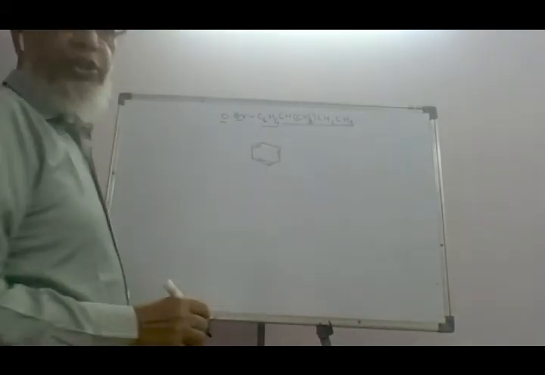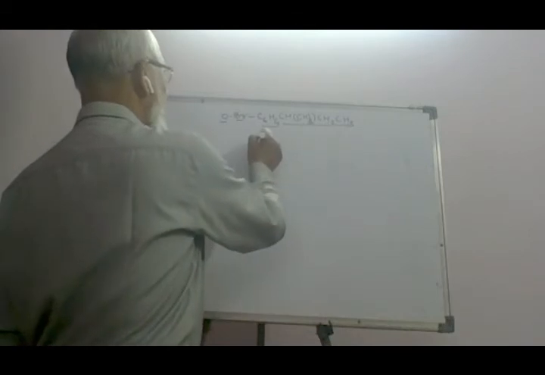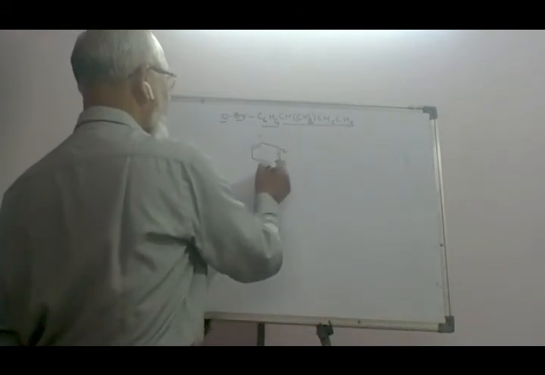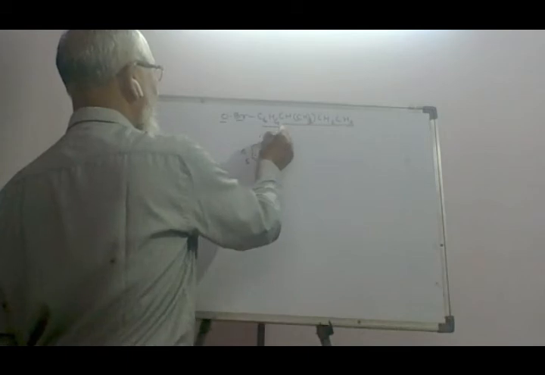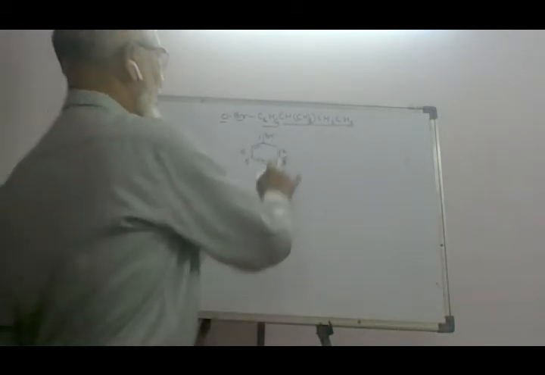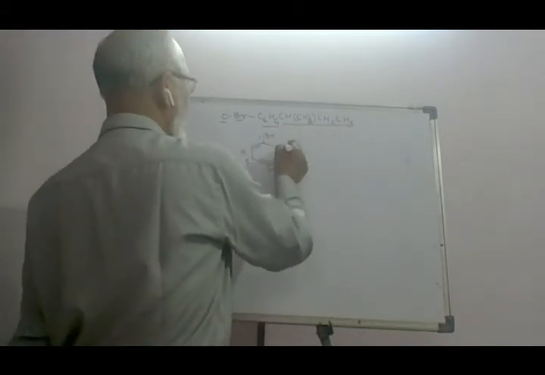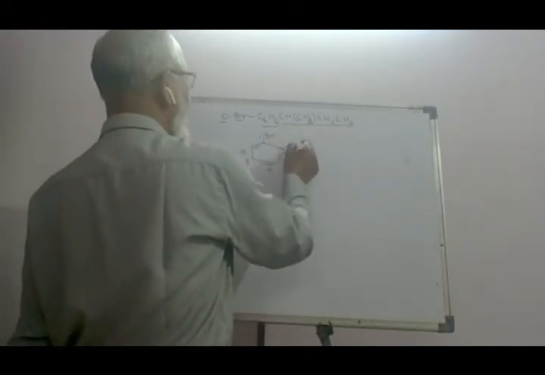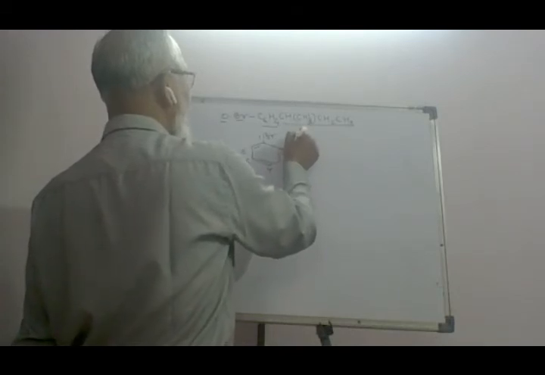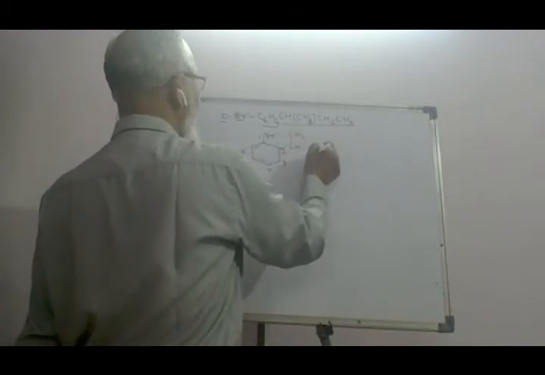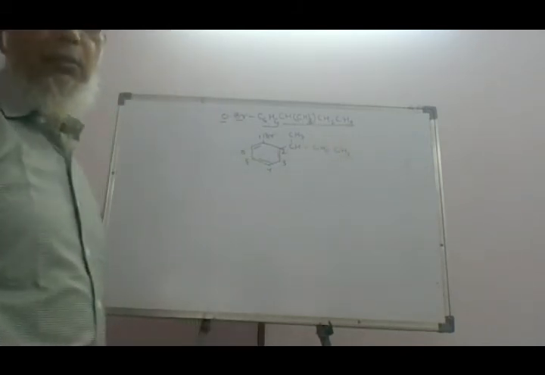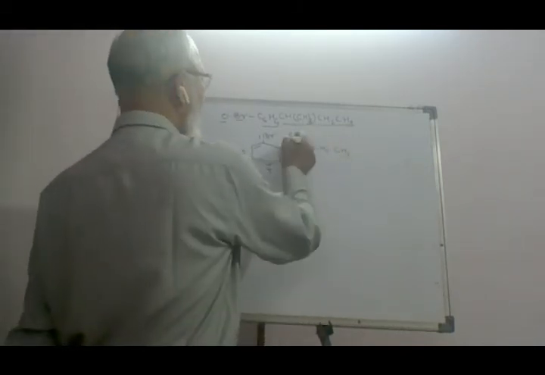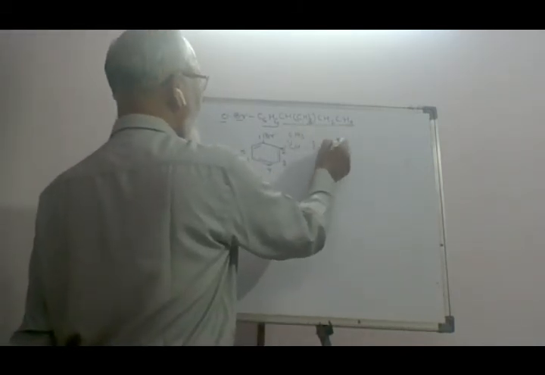Ortho means 1, 2 position. So 1, 2, 3, 4, 5, and 6. This is your bromo group. At the second position, there is CH, CH3, CH2, CH3. Again, the side chain is complicated, and therefore it will be numbered again.